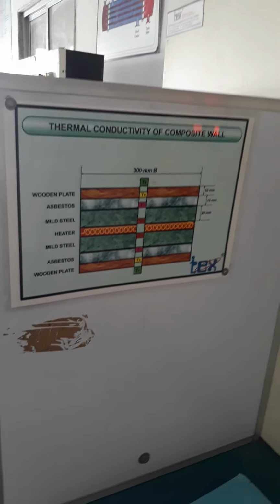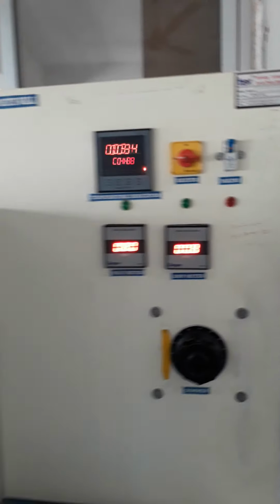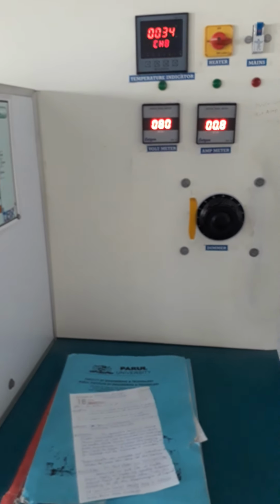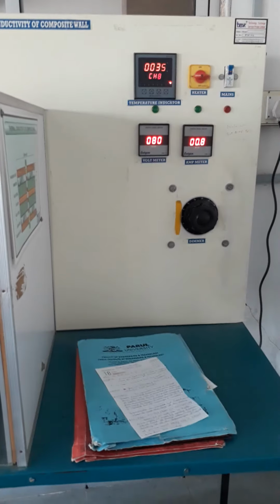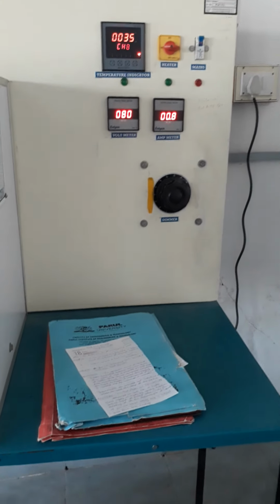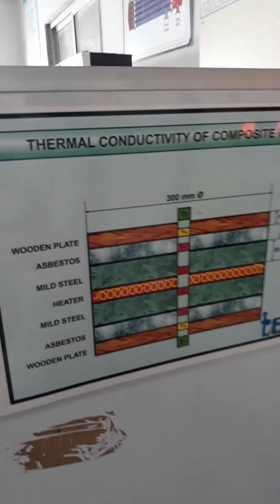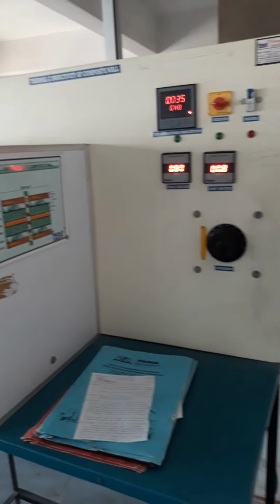You have to note down the interface temperatures and apply Fourier's law, because we are using conduction. To calculate thermal conductivity in the conduction mode we apply Fourier's law of heat transfer. By applying Fourier's law we have Q, the temperature differences and the thickness, so our unknown is the thermal conductivity, which we can easily calculate. This is all about the thermal conductivity of a composite wall.